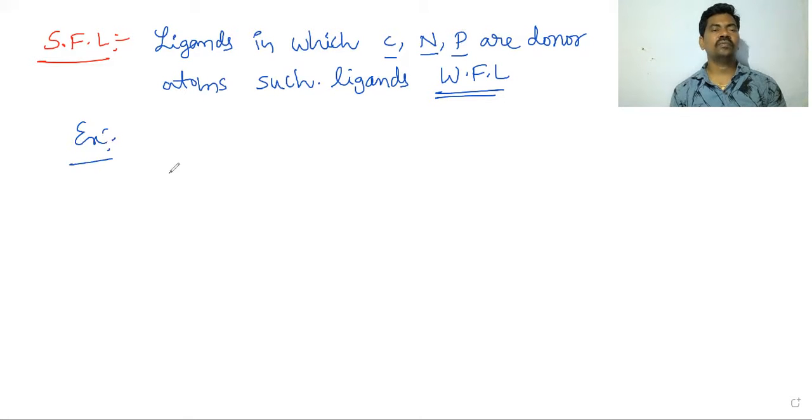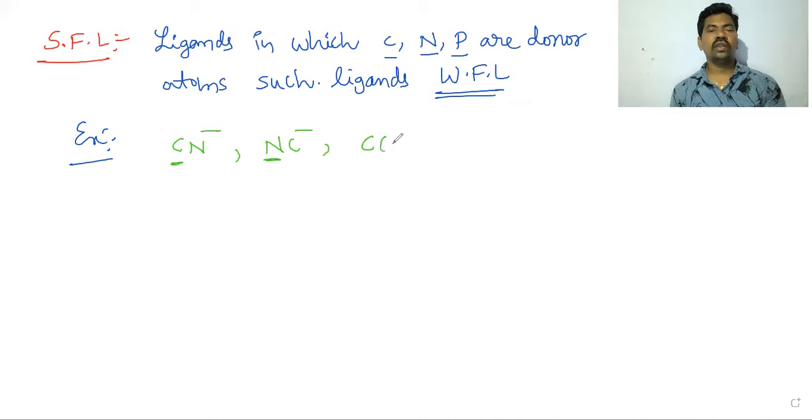Some of the examples are CN minus. In this case, carbon is a donor atom. Then NC minus, because it is an ambidentate ligand. In such case, nitrogen and carbon both can be the donor atoms. CN minus is an ambidentate ligand. Whether carbon is the donor atom or nitrogen is the donor atom, in both cases it is a strong field ligand, cyano.